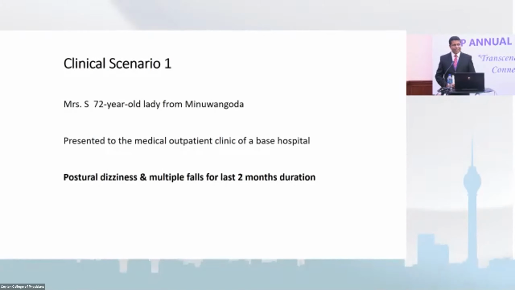She's Mrs. S, a 72-year-old lady from Minuangoda. She presented to our medical outpatient clinic of the base hospital with postural dizziness, and she had multiple falls for 2 months. When I was assessing this patient, that was 2015, around February or March. So it is like a managed case.